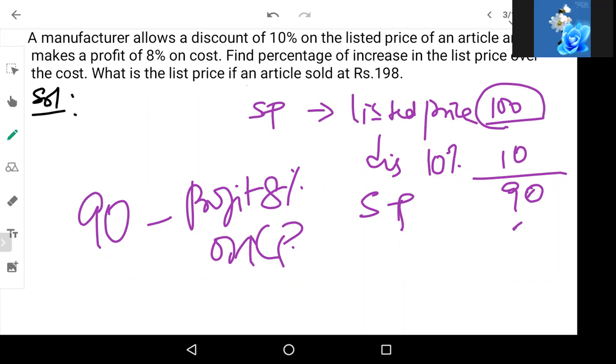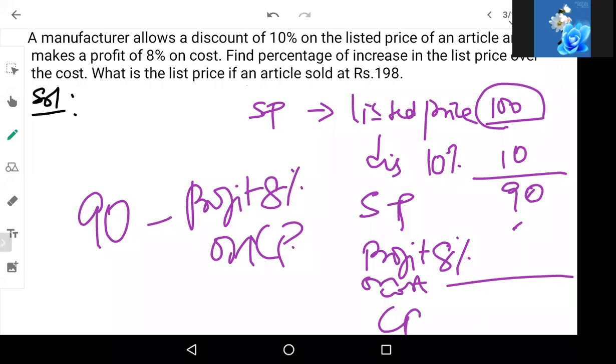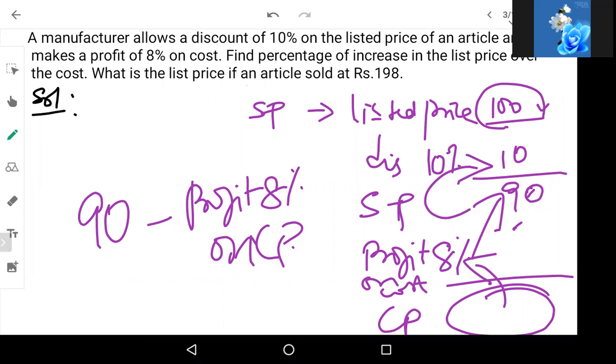Now on this, he is making a profit of 8%. Okay, 8% is on cost. So then you will get the cost price. On this cost price, he is adding 8% so that he will get selling price. Now on selling price, he will add extra amount and decide a listed price. Now when customers come and ask, he will say, let's say 100 rupees is the price of the product. I will give you 10% discount. So they are asking us to find the percentage of increase in the list price. Directly between these two, cost price and list price, what is the percentage increase? Okay, that is what they are asking us.